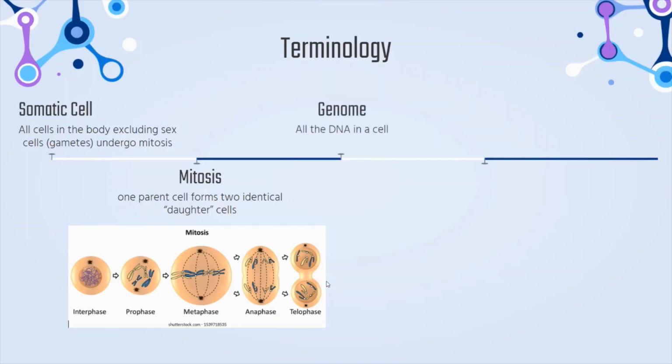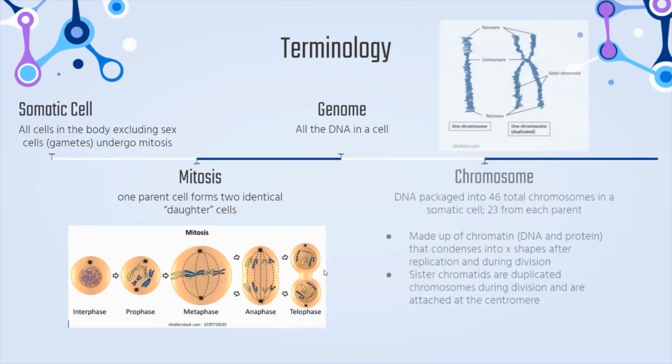The genome is all the DNA inside of a cell, and a chromosome is packaged DNA. There are a total of 46 chromosomes in a somatic cell, with 23 from each parent. A chromosome is made up of chromatin, which is DNA and protein, and it condenses into an X shape after replication and during division. So this X shape will be a chromosome that is duplicated.